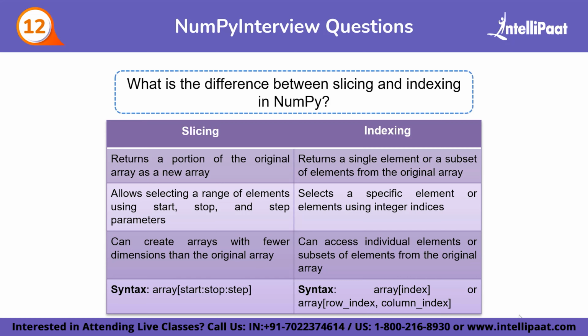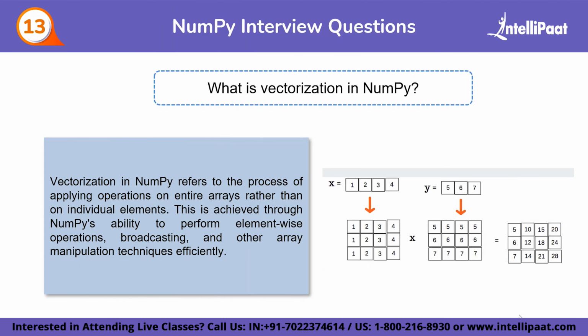Okay. So moving on to our next question, which is, what is vectorization in NumPy? So basically, vectorization in NumPy refers to the ability to apply operations to entire arrays at once rather than using loops to process individual elements. This is made possible through NumPy support for element-wise operations, broadcasting, and efficient array manipulation techniques. Vectorization leads to more concise, readable code and can significantly improve performance by leveraging optimized low-level implementations. So when you perform operations on NumPy arrays, the operations are automatically applied element-wise, meaning the operation is executed on each element of the array simultaneously. So this can significantly improve computational efficiency compared to using explicit loops to iterate over each element.